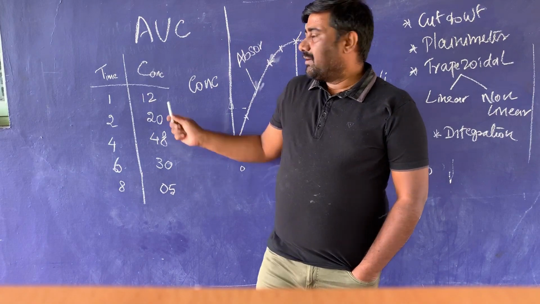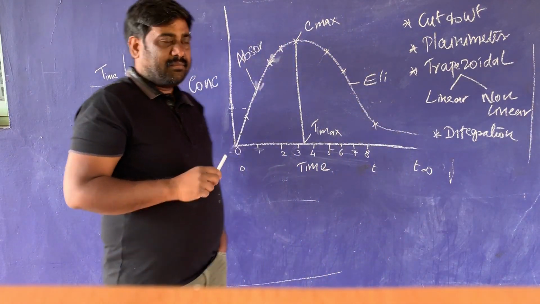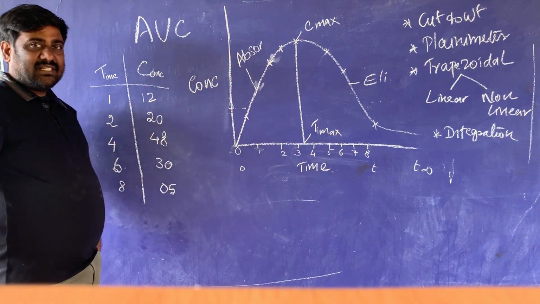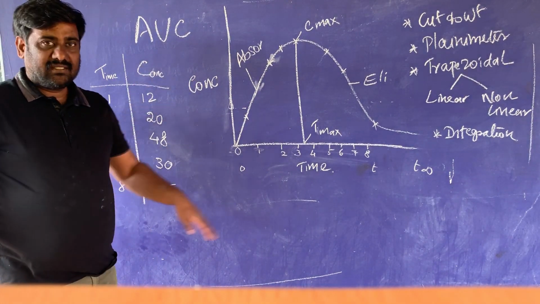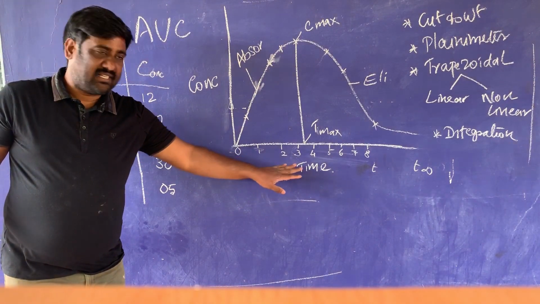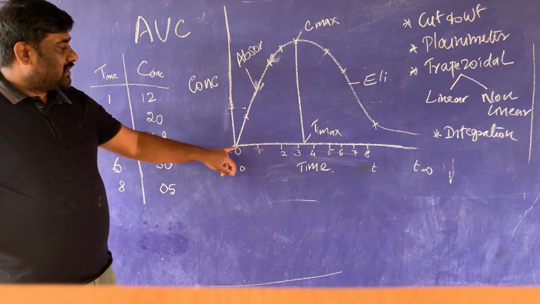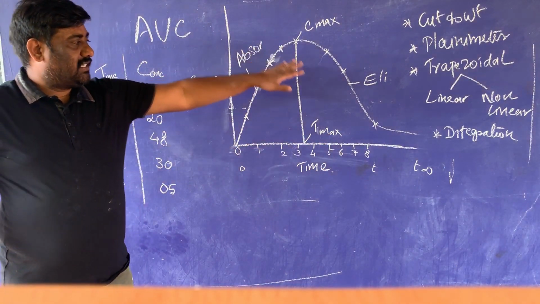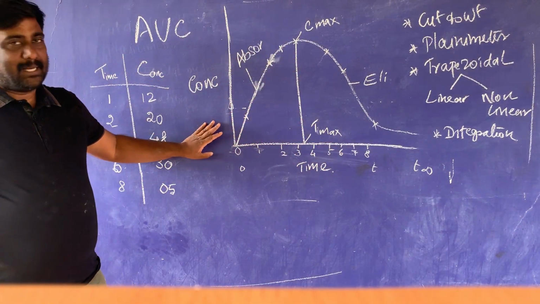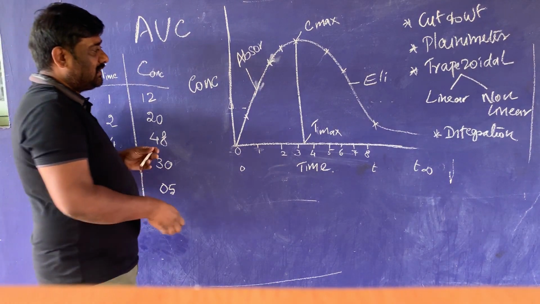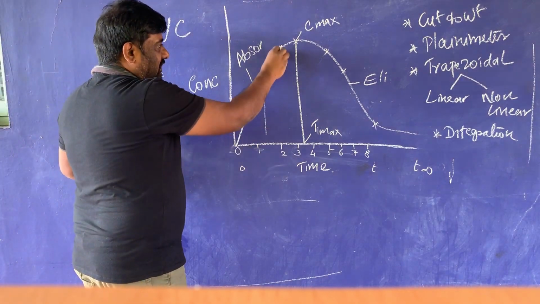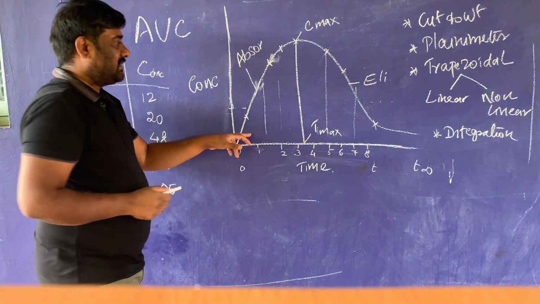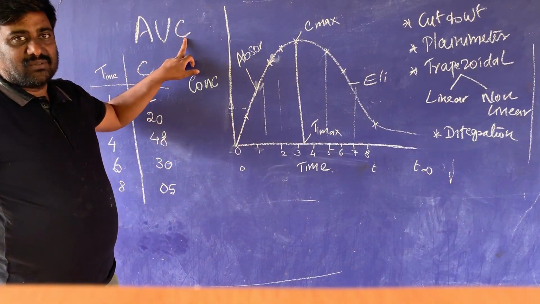So now I am going to draw a graph between the time and concentration. Concentration in the y-axis and time in the x-axis. Time I mentioned in the hour. So this 1, 2, 3, 4, 5, 6 up to 8 hours, the graph plotted will give you this type of pattern. So now imagine the area under this graph. So all this area is called as area under the curve.